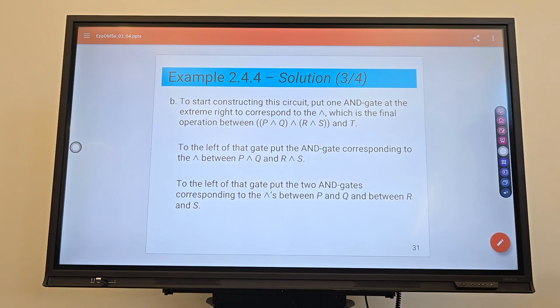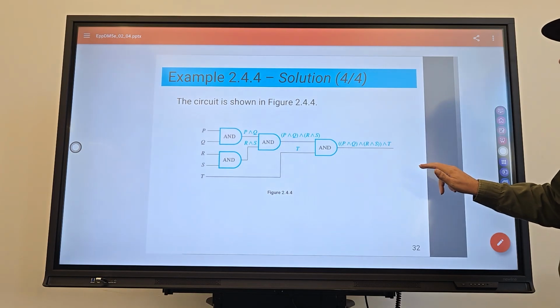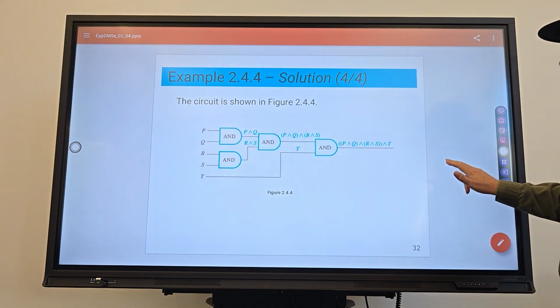To start constructing this circuit, put one AND gate. Oh, we didn't look at that one. That would be a 5-input AND gate.